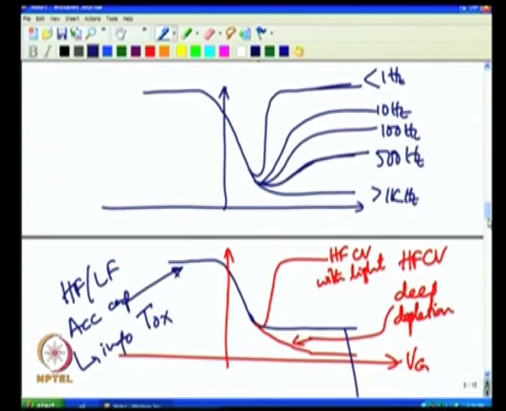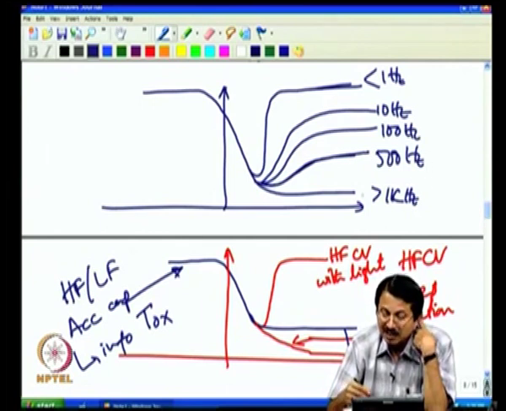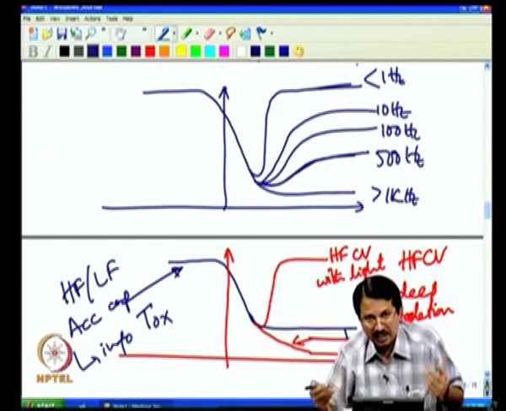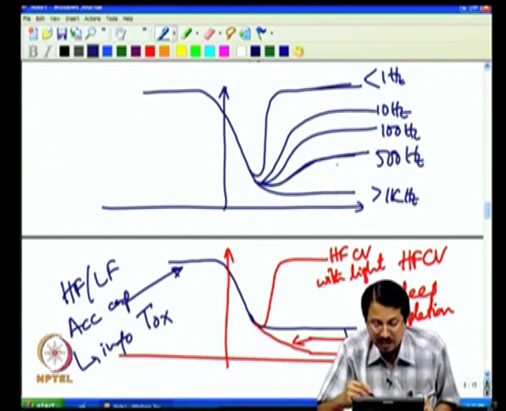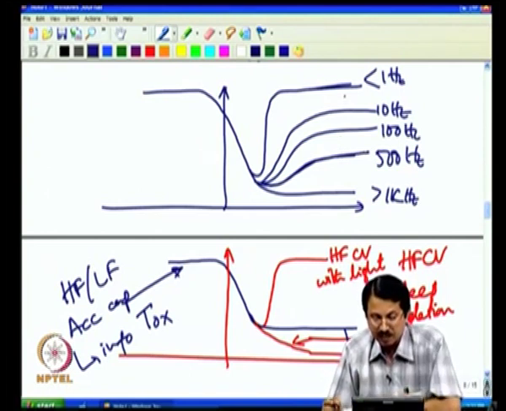And similarly, if you are doing a measurement, for example, you have a thermal chuck, you heat the chuck. If you increase the temperature, you increase the thermal generation. Again you would expect that as you increase the temperature, the HFCV may start going away from this point and may look like this, because I am increasing the generation rate. Anything that increases the electron hole pair generation rate will start increasing the minimum capacitance in high frequency and make it higher and higher.